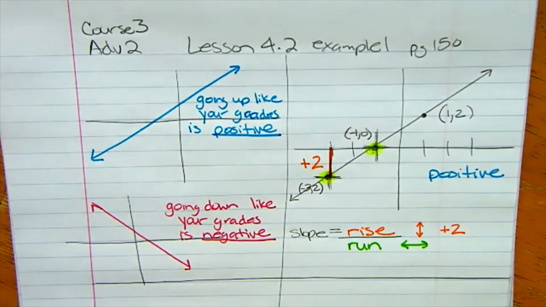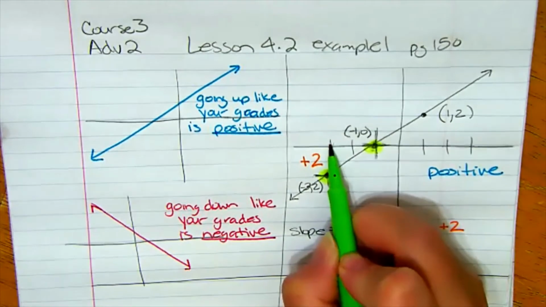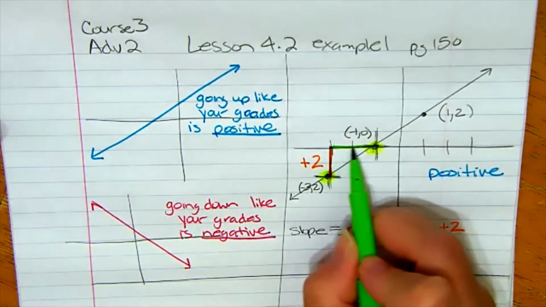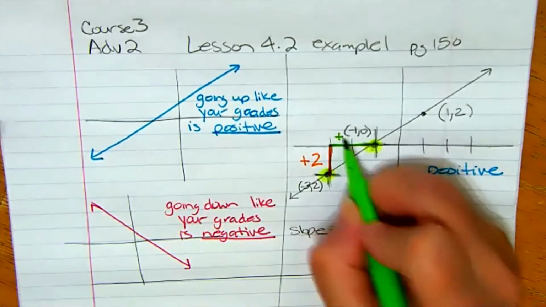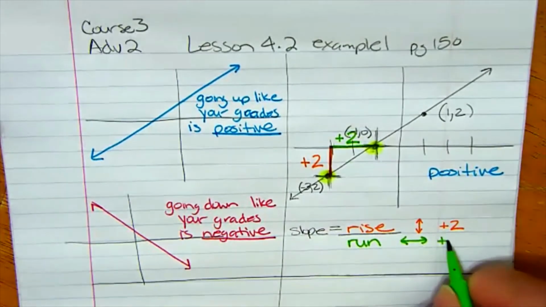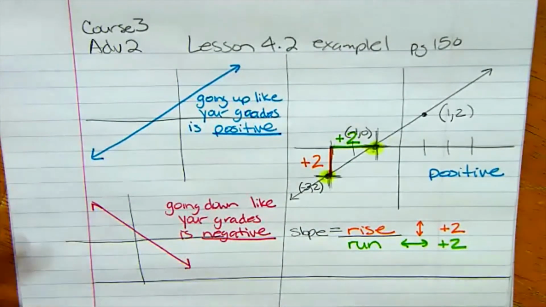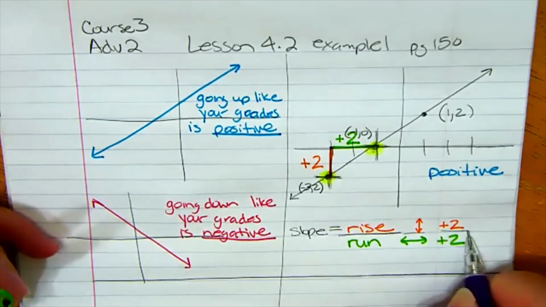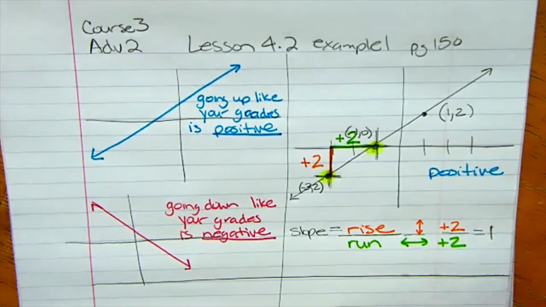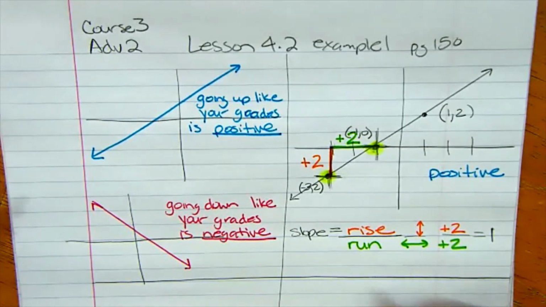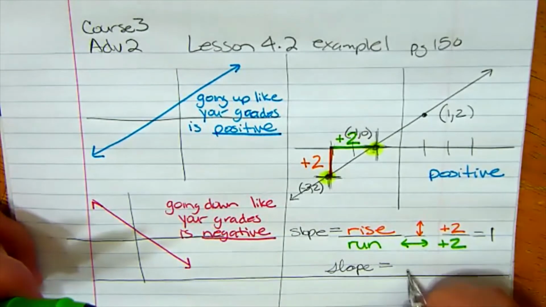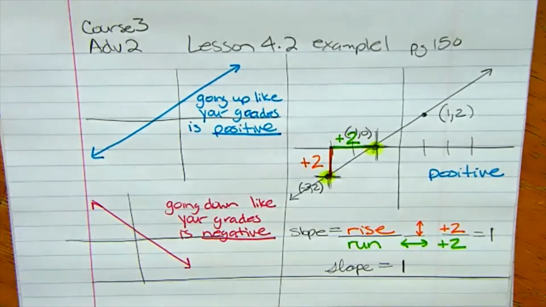Now we're going to take a look at our run. Our run is side to side. So my run, I'm going to the right, which is positive, 1, 2. So my run is +2. So +2 divided by +2 is +1. My slope is equal to +1.